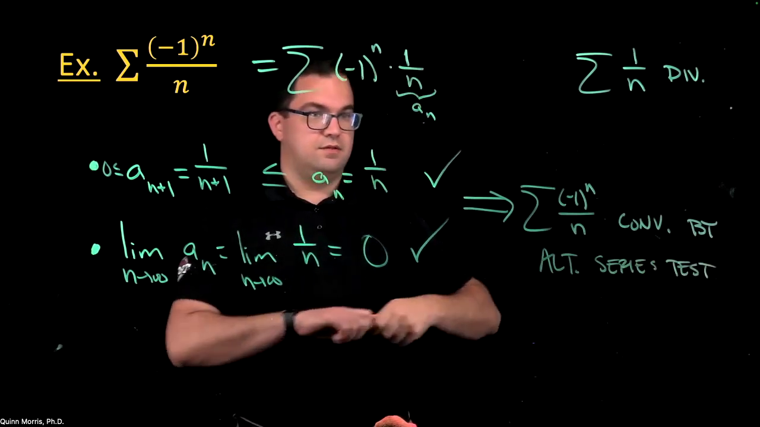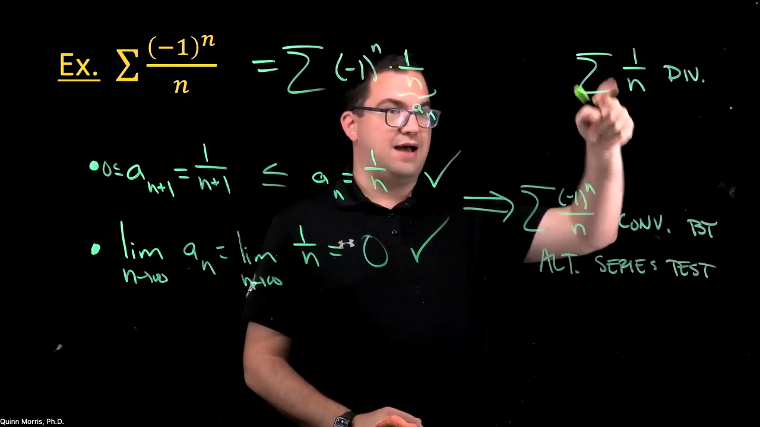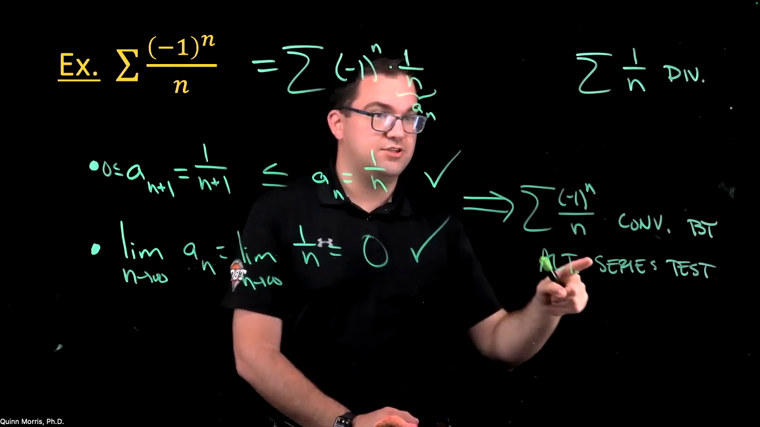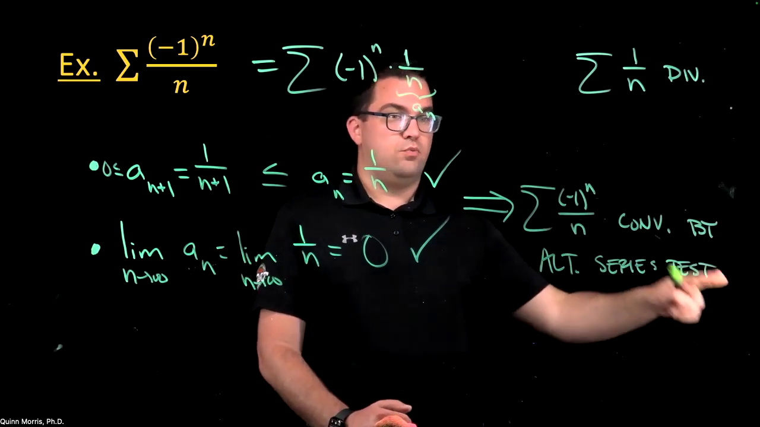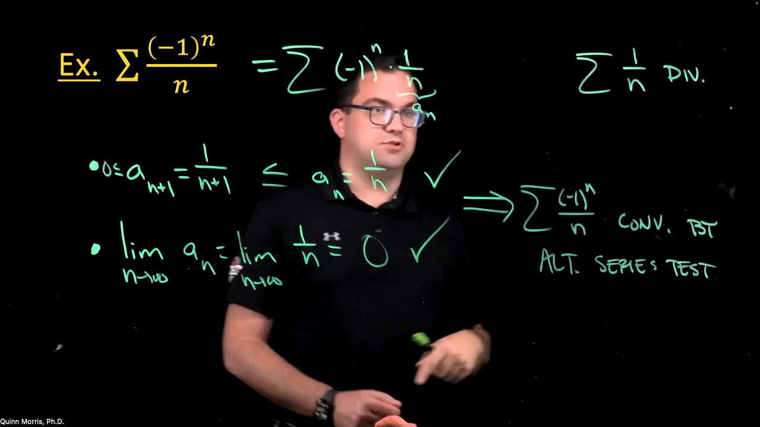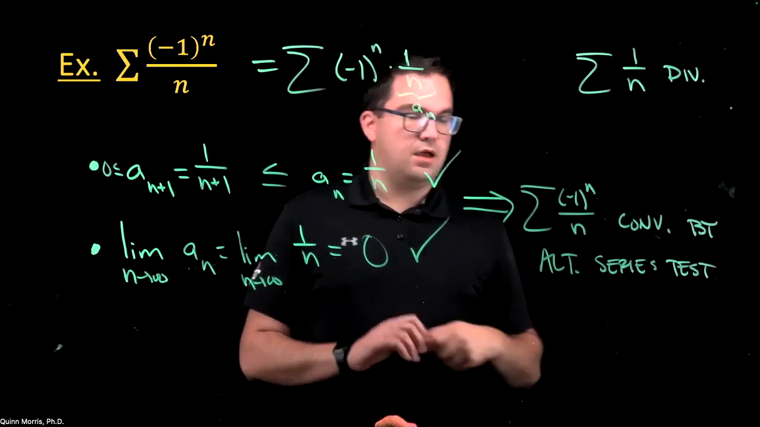So again, this alternating series converged even though the series of absolute values diverged. Okay? So again, there's no relationship between whether or not the alternating series converges and whether the series of absolute values converges.